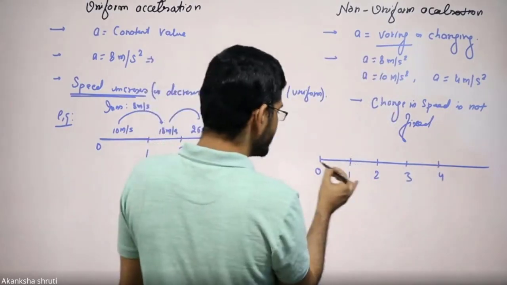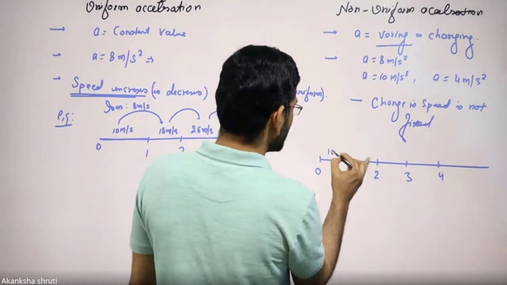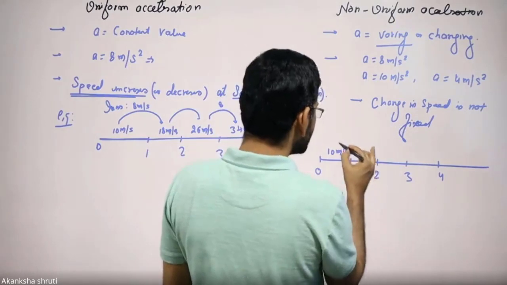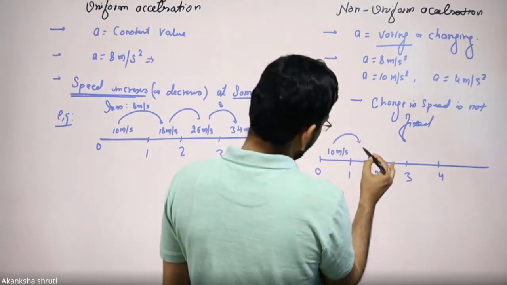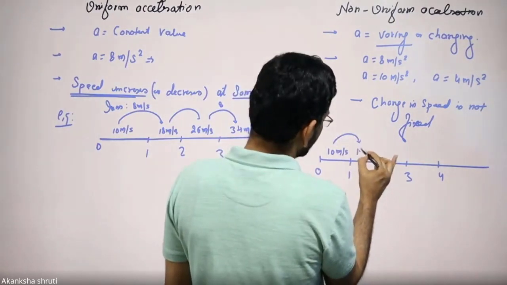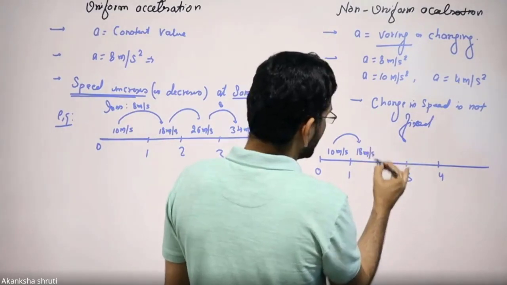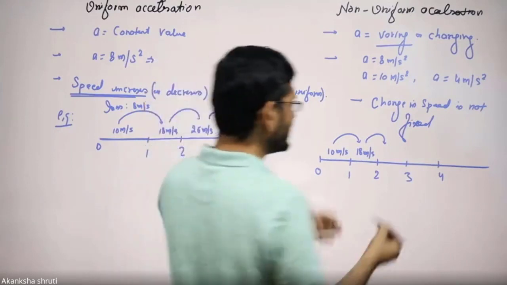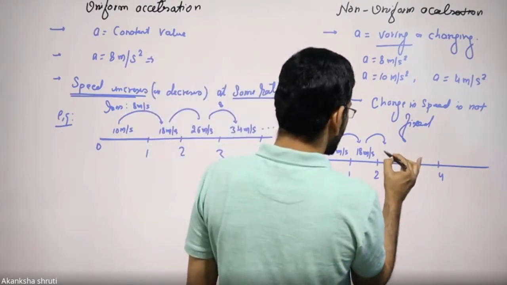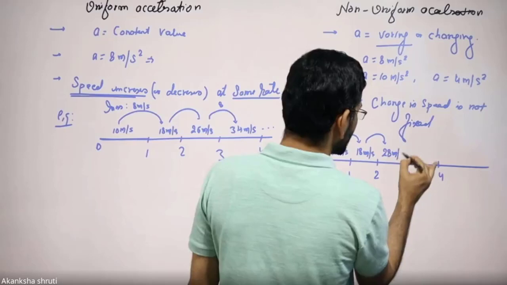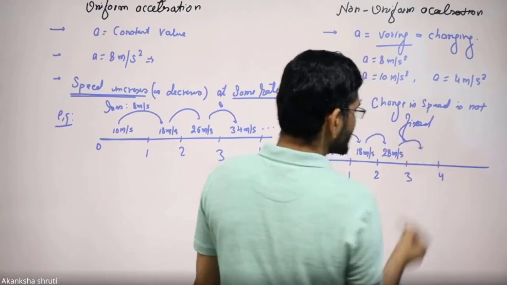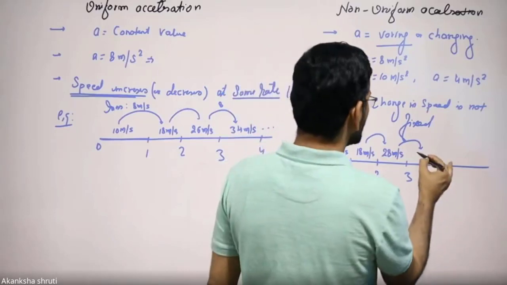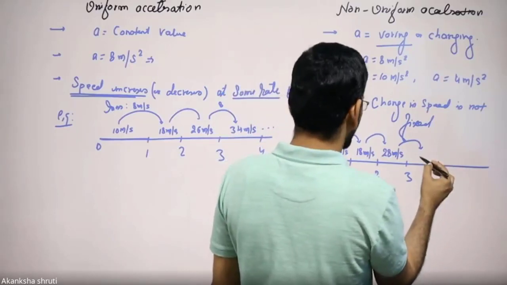Let us consider in the first 0 to 1, the speed is 10 meter per second. In the next, it has increased by, let us consider 8, say 18 meter per second. In the next, it is not going to increase by 8. It may increase by 10, say it becomes 28 meter per second. The next time, it need not again increase by 8. It may be increased by 12 or maybe decreased also.